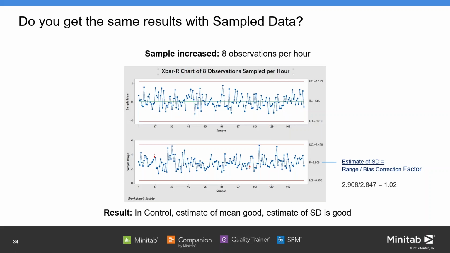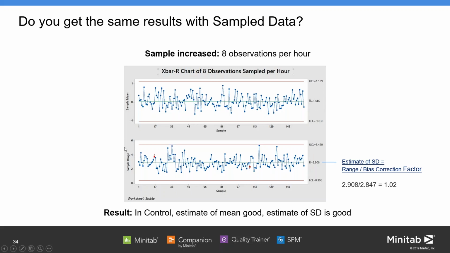If you have anything between 2 and 8 observations in a subgroup, instead of doing an IMR chart, you're going to do an X bar R chart. So this is my result of my X bar R chart, where I took a random sample of 8 observations per hour. If I have a look at the top chart, you can see that I have a better estimate of my mean. If I look on the far right-hand side, the estimate of the mean is 0.046 compared to 0.1 when I was looking at my IMR chart. So this is a better estimate of my mean.